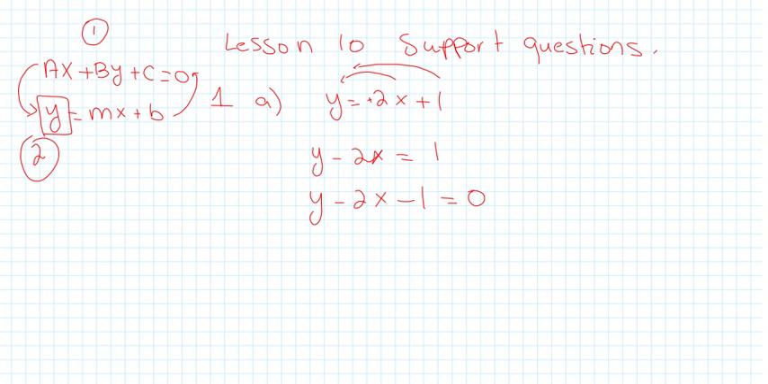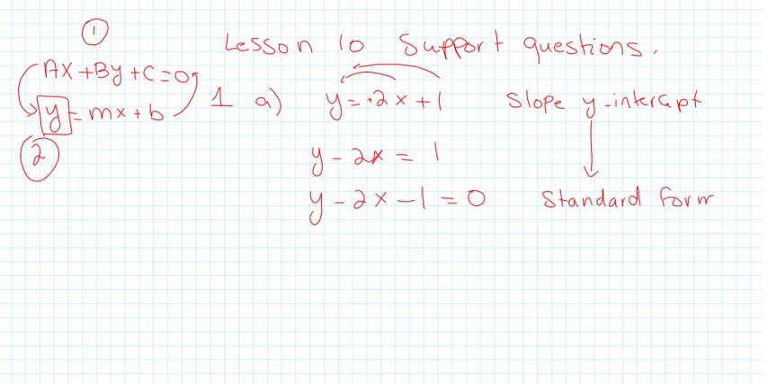So that is basically moving from what we call slope y-intercept form to what we call the standard form. Okay, let's do 1c.